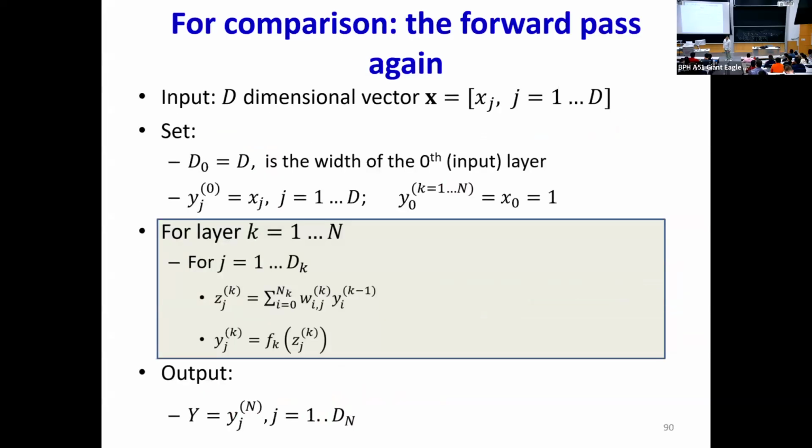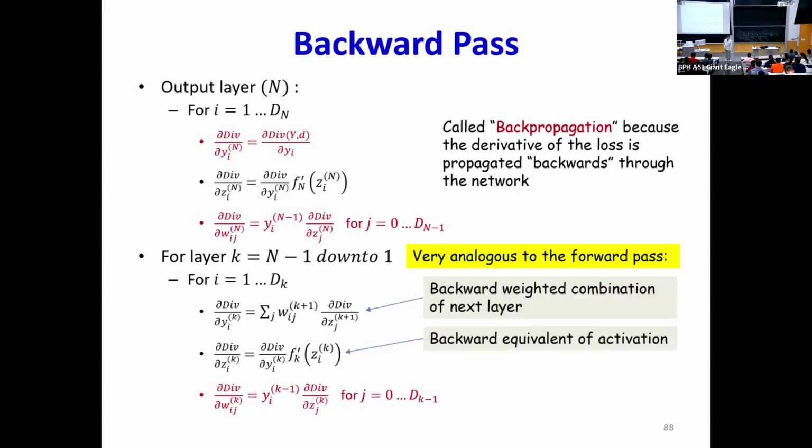So this is the forward pass. This is the backward pass. You can see they look very much the same, right? So in fact, when you're writing the forward pass, you can essentially use the same code with very minor modifications for the backward pass.